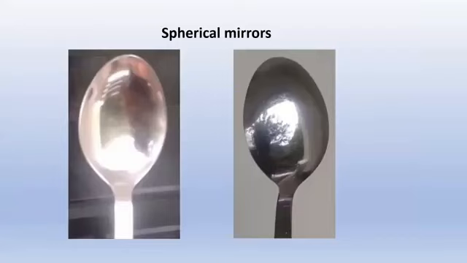In our day-to-day life, we observe spoons. Spoons also act as spherical mirrors. They also form images when they are new, and as you use the spoons, they lose their luster and become dull. So you can observe that the spoons are forming images. On the right side, the image is erect. On the left side, the image is inverted.